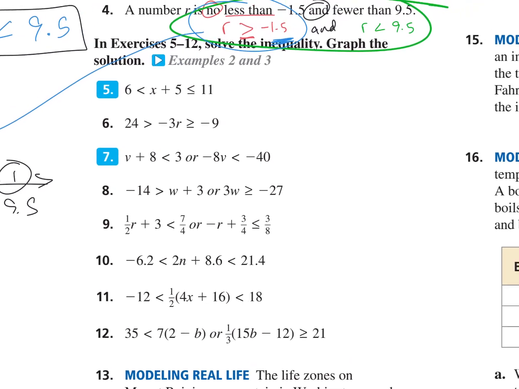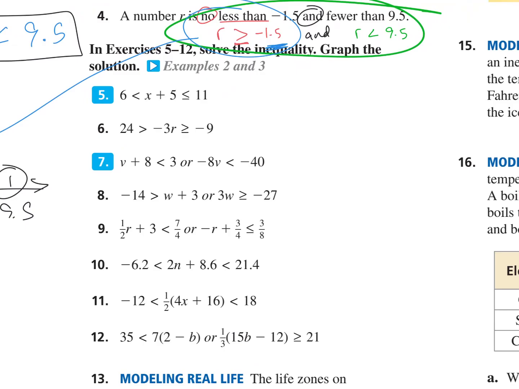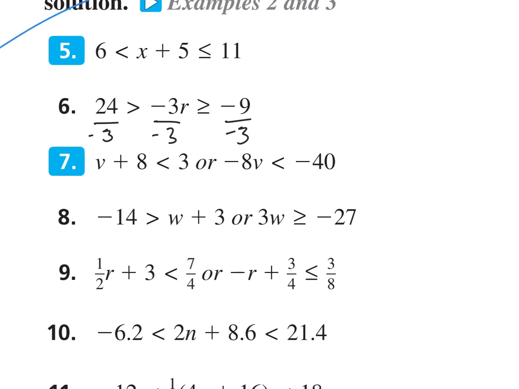Number 6, solve it, graph it. Okay, number 6, I'm going to divide by -3, divide by -3, divide by -3. If you're one of those people who would prefer to split it up, then by all means, split it up. I don't prefer to do that. I don't want to write anymore. I am lazy. So here we go. I get -8 is now greater than R, which is now less than or equal to 3.